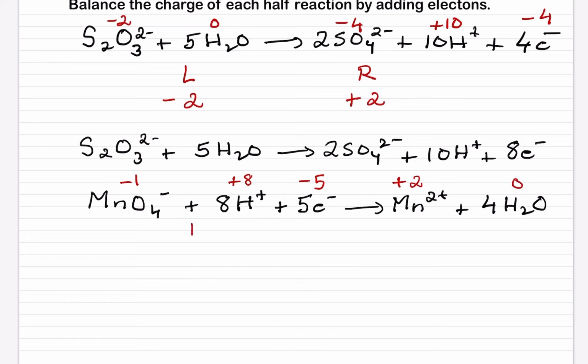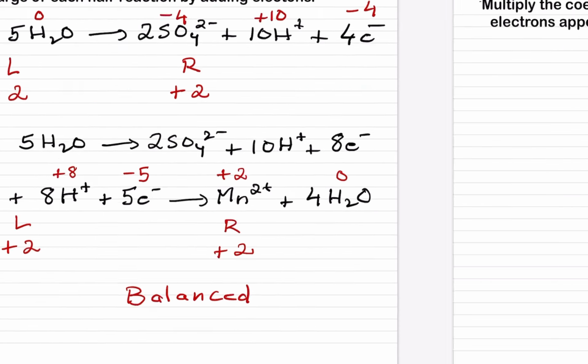So let's see the overall charge on the left and right side. Left side is +8 and -6, so that is 6 minus, so +2 will be remaining. And the right side we have +2 only. So it's already balanced now. So the charge of each half reaction is balanced. Let's move on to the next step.